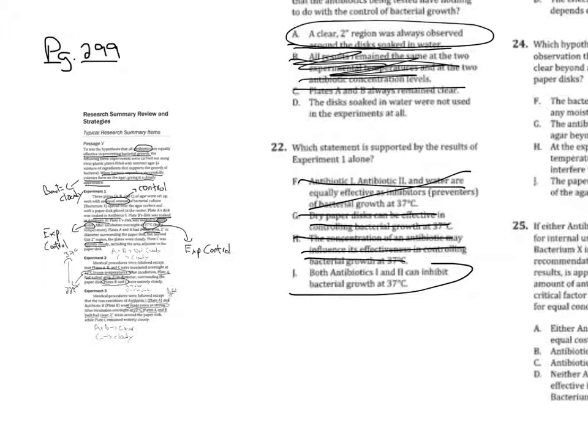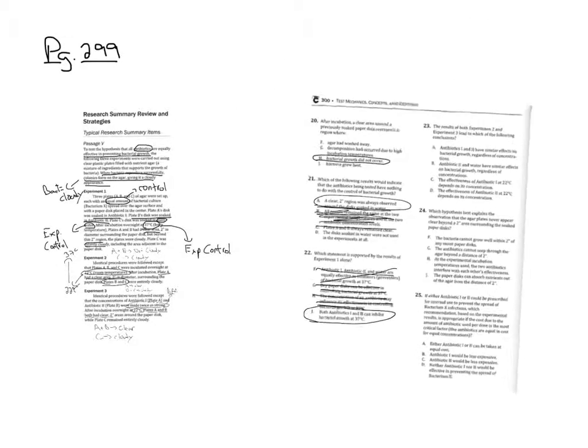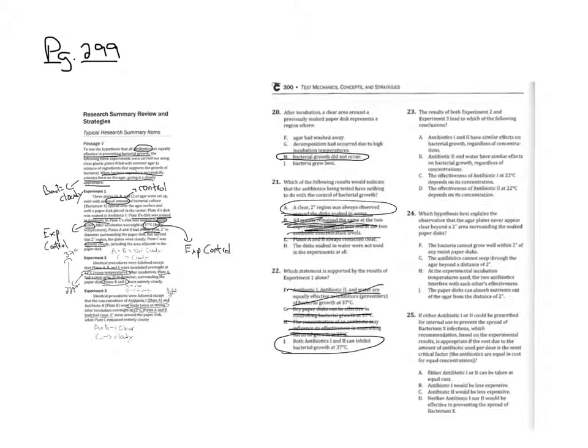So it must be J, and J, just to check, both antibiotics 1 and 2 can inhibit bacterial growth at 37 degrees. Well, that's exactly what experiment 1 did, right? It took the 3 samples and put antibiotic on disc A and disc B, and we saw that growth didn't happen, so this is our right choice. All right, so let's go to 23.